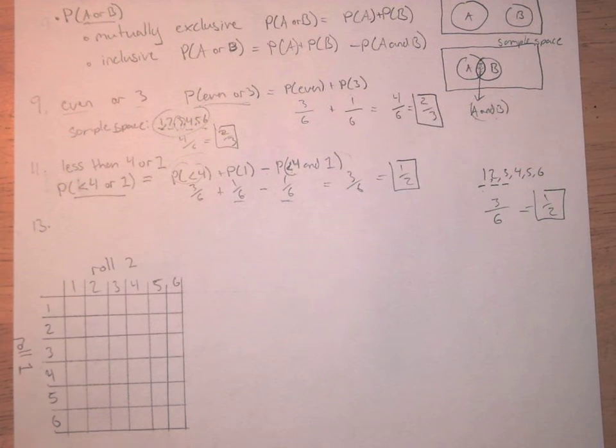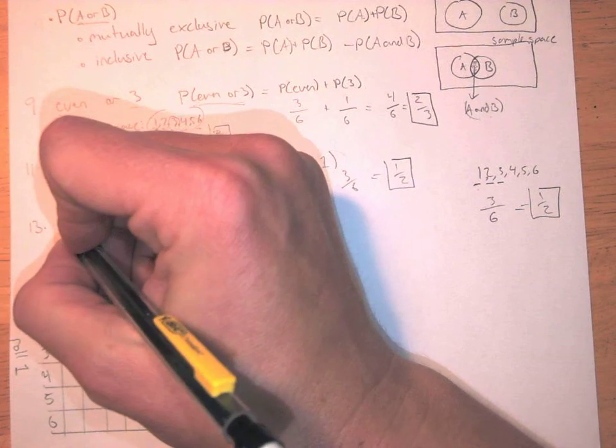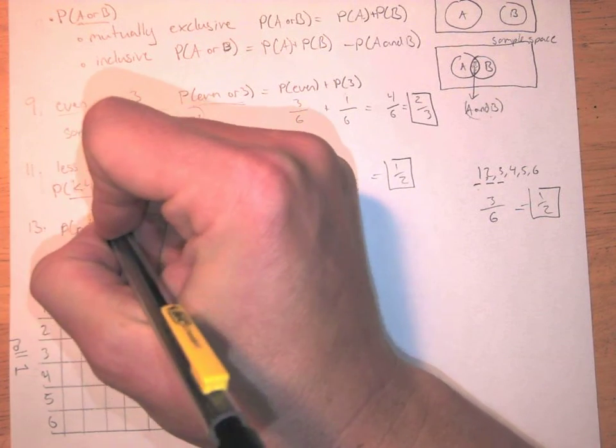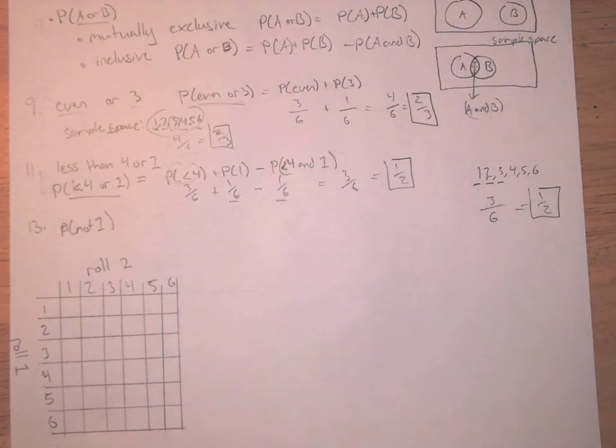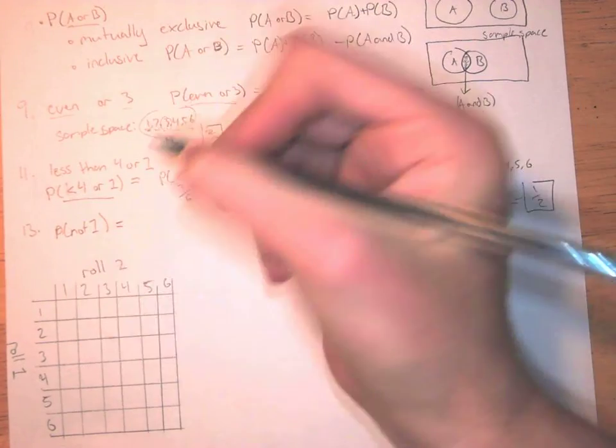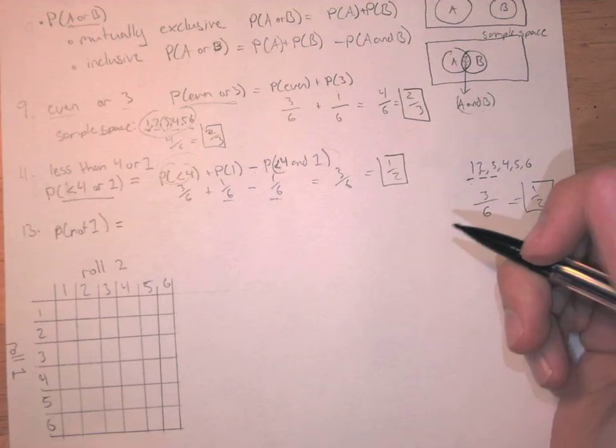Number 13 is going to be more of a complement idea. So the complement of an event is all the outcomes in the sample space where that event doesn't occur. So for 13, we want the probability of not 1. Again, there's multiple ways to look at this. You could say, how many ways are there to get not 1 if you're rolling a die?